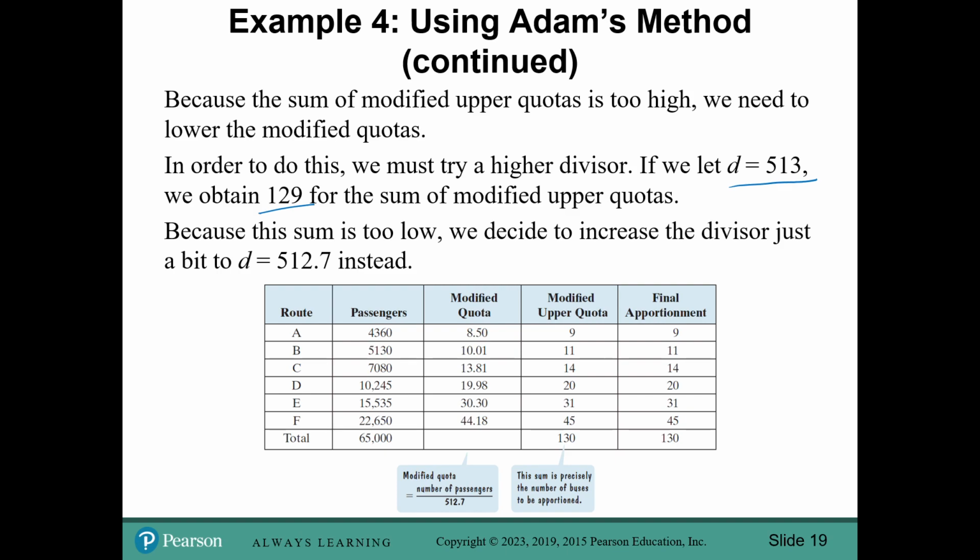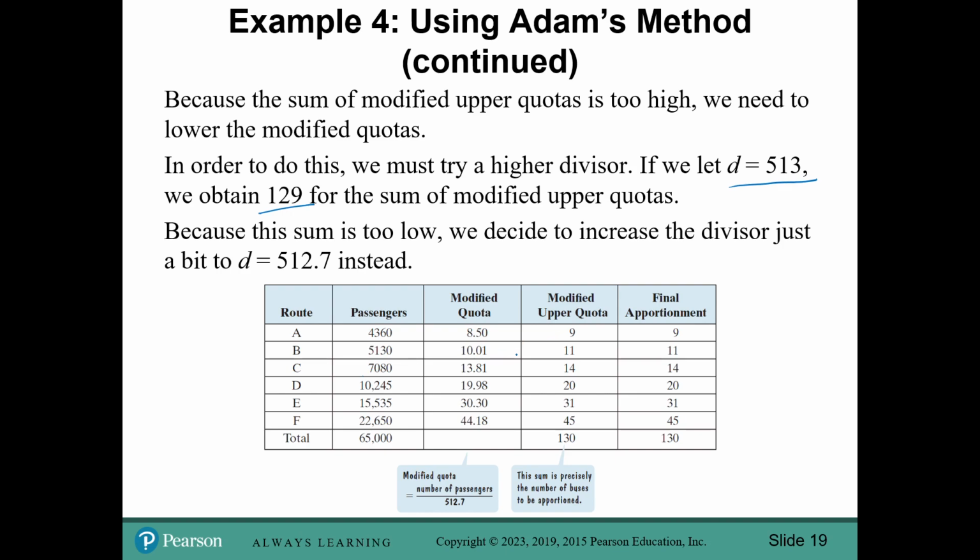512.7 instead. This is what it comes out needing to be in order for this rounding to work correctly. If I do the modified quota by dividing by the modified divisor here, 512.7, what we see is we get modified quotas of 8.5, 10.01, 13.81, 19.98, 30.30, 44.18, which causes all of these to round up. The 8.50 rounds up to 9.